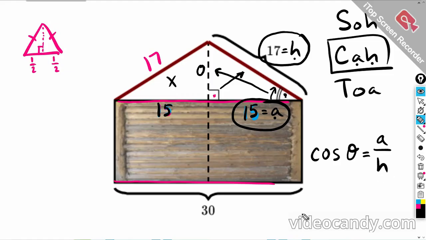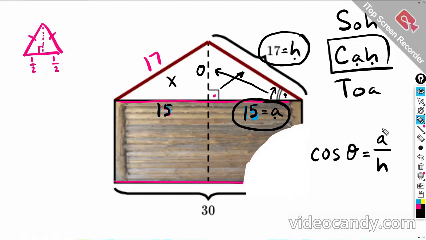All right, I'm going to make a little room here on the bottom. Use whiteout. All right, and we're going to leave some space on both sides. So we have cosine of theta. I'm just rewriting now. We don't know theta. And leave some space. Adjacent is 15, and hypotenuse is 17. All right, so cosine of theta equals 15 over 17.